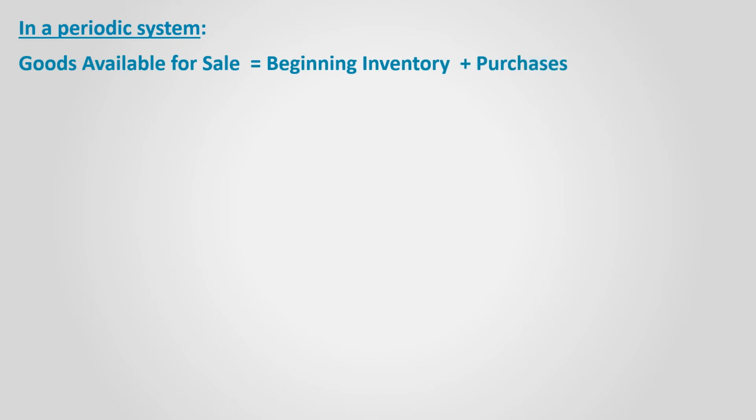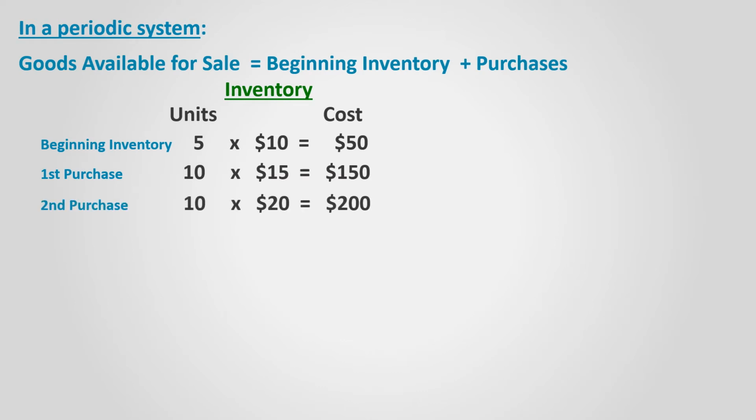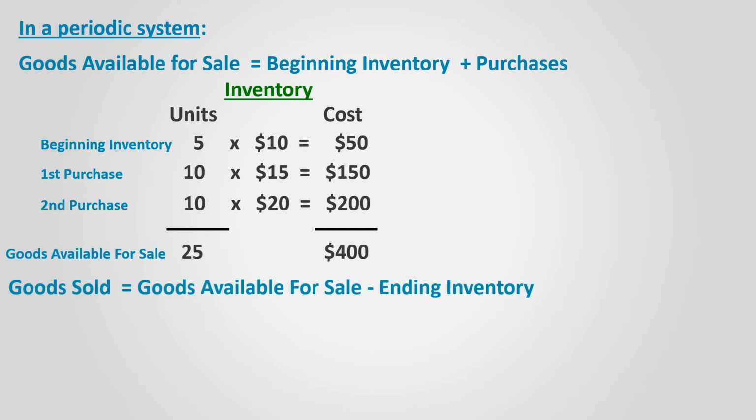Let's calculate the goods available for sale to derive the goods sold. The goods available for sale is equal to the beginning inventory plus purchases. In our example, the beginning inventory is worth $50. The first purchase is $150 and the second purchase is $200. The total number of units available for sale is 25 units and their value is $400. Since the ending inventory is 7 units, we can derive the goods sold by subtracting the ending inventory from the goods available for sale. It is equal to 25 units minus 7, which is equal to 18 units. So the business sold 18 units.